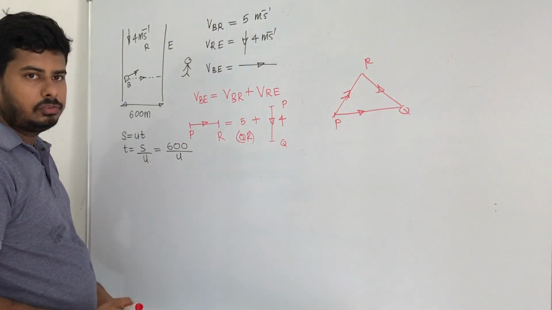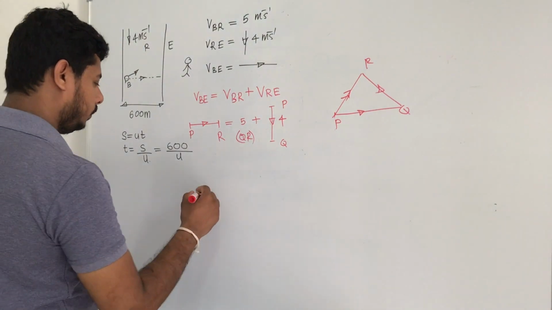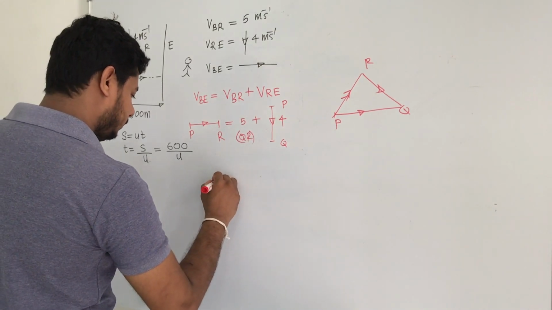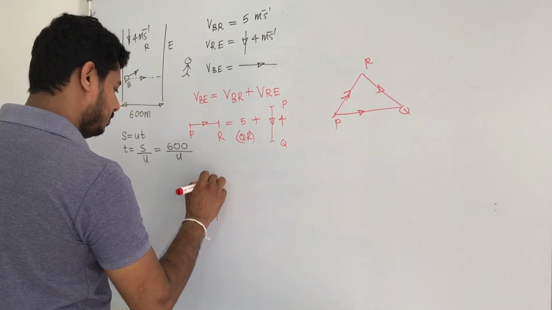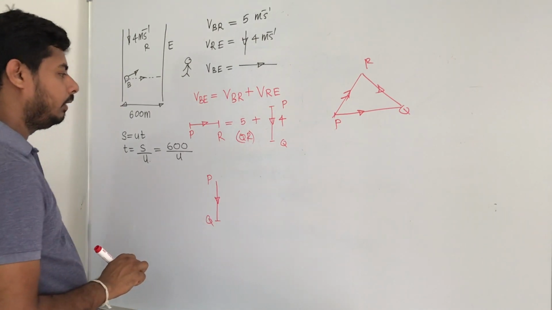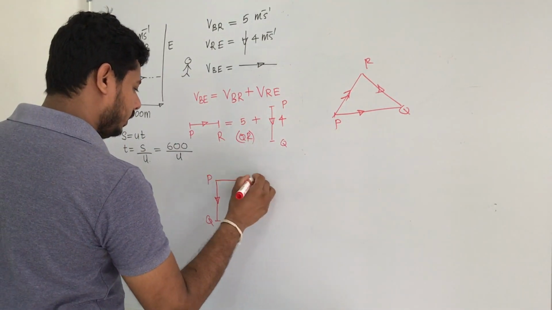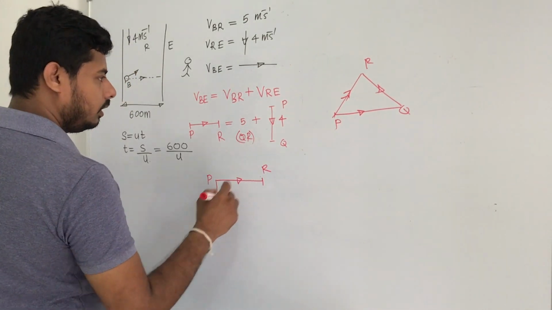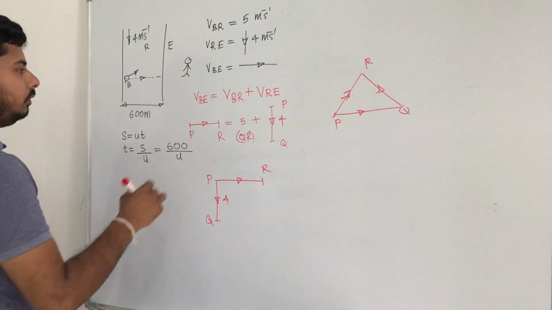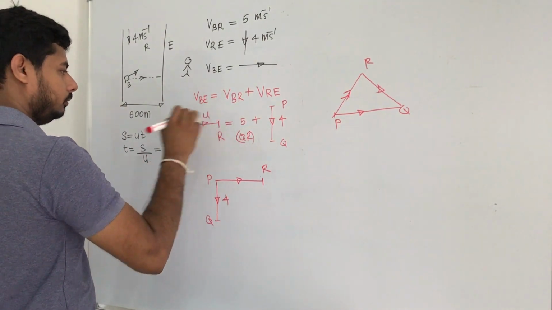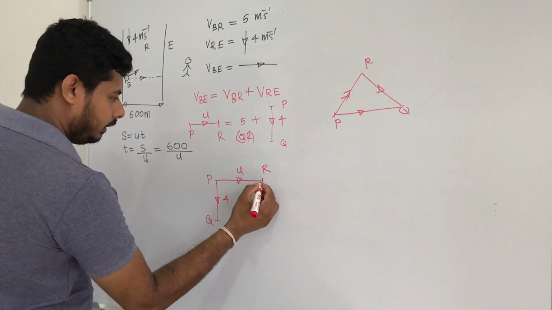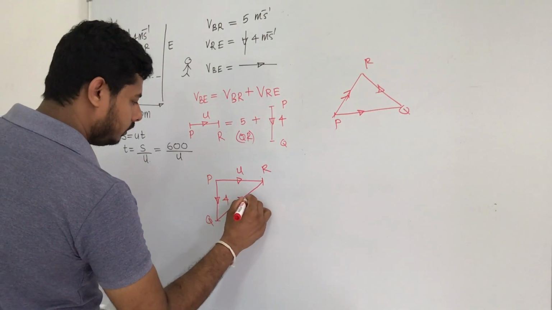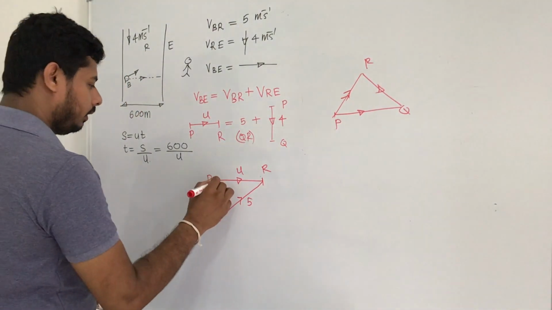Now we can construct the vector triangle. Easily you can construct it. How? See. PQ is downwards. You can see here, PQ is downwards: P here, Q here. And PR is horizontal, or to the east. And this is 4 meters per second, and we do not know the magnitude of PR. We put U here. And QR is 5. Now you have a right angle triangle.